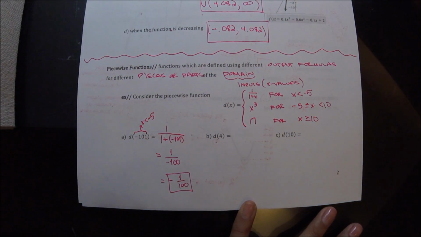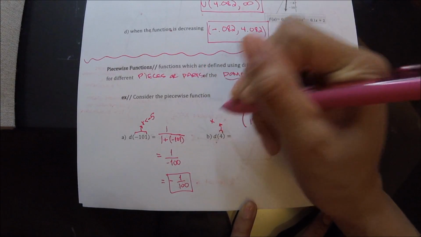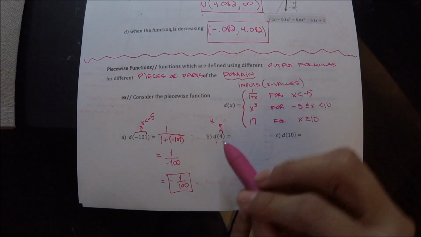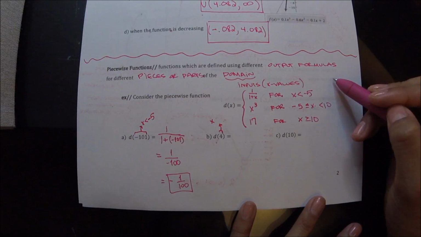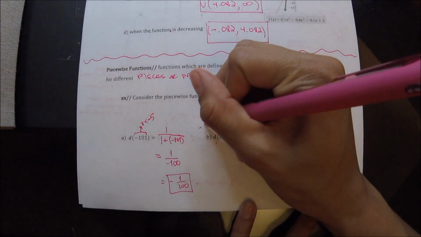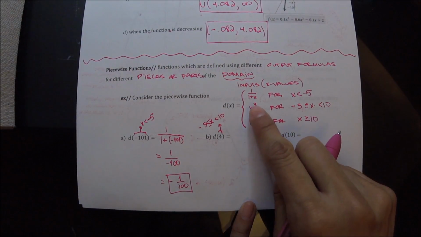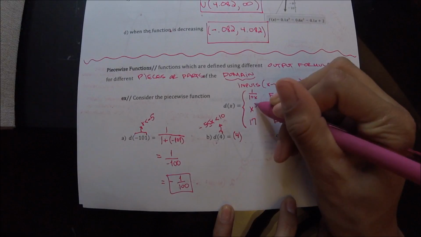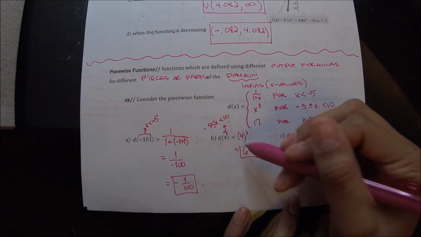Let's go on to part B. Now we want to find d of 4. So this time our x value is 4. And we're going to do the same thing. We're going to ask ourselves which of these three inequalities does this x value fall into? Is 4 less than negative 5? No. Is 4 between negative 5 and 10? Yes. So we're going to use this one. So we know that x is between negative 5 and 10. So we know to use x cubed. So we're going to take the x value and replace it with a 4. So we have 4 cubed. And then 4 cubed, of course, is 64. So d of 4 turned out to equal 64.